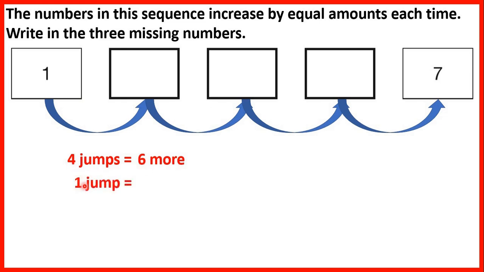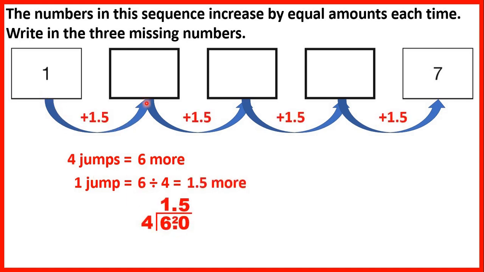That means with 1 jump, we can divide 6 by 4, and that gives us 1.5. So with each jump, we increase by 1.5, because if we have 1.5 4 times, that's an increase of 6, and the difference between 1 and 7 is 6. So 1 plus 1.5 is 2.5, plus 1.5 is 4, plus 1.5 is 5.5, and then we can check, plus 1.5 is 7.